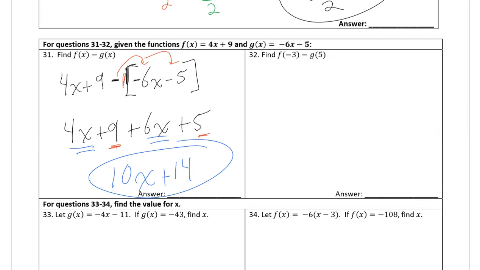Alright, number 32. Again, we have these two different functions, and we have a subtraction as well. So I'm going to go ahead and write this out all together. I'm going to use blue for my f. So my f is 4 times negative 3 plus 9.